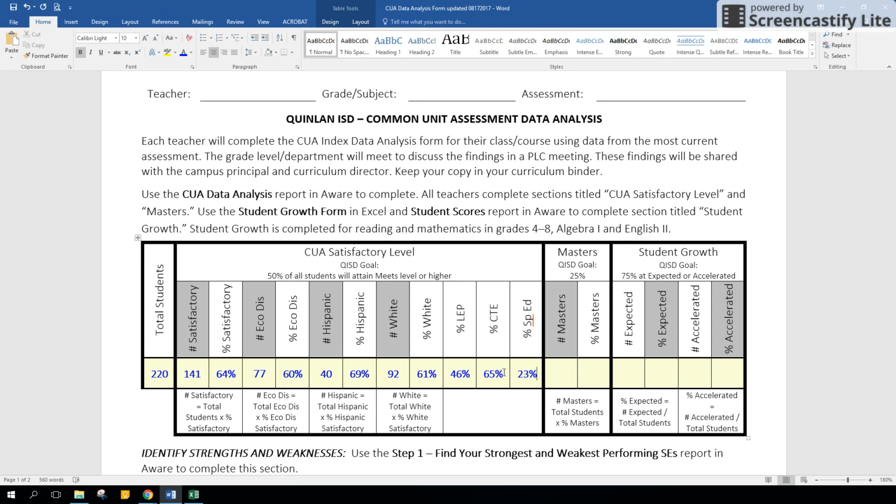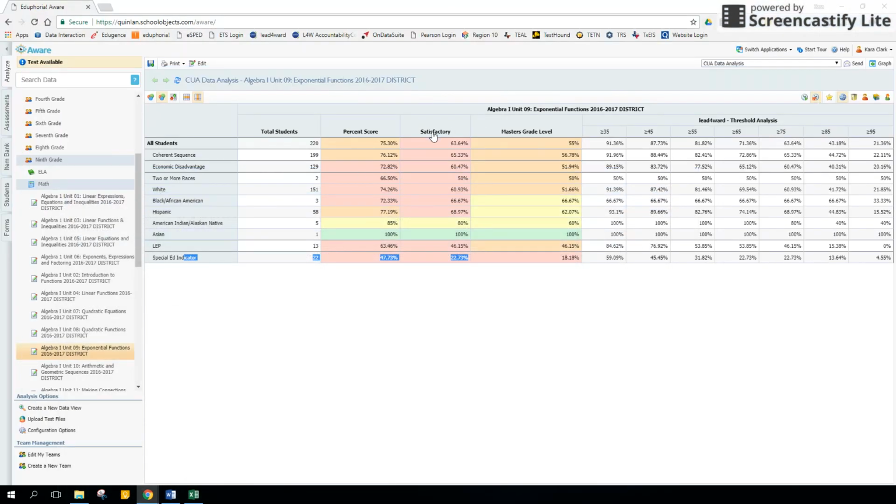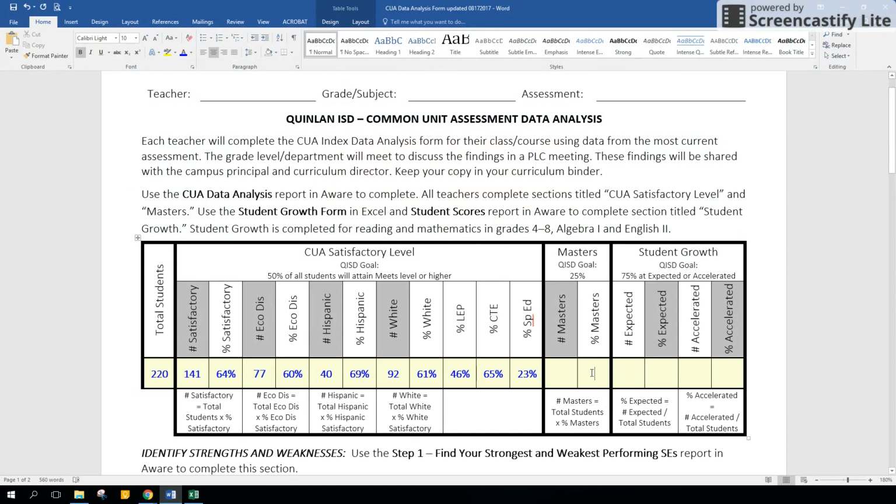Moving on to our master's section, our QISD goal here is 25%. We want 25% of our students to be master. Looking back to our CUA data analysis view in Eduphoria Aware, we are now, instead of looking at satisfactory, looking at master's grade level. And we're asking you to look at all students. So 55% of this class met master's grade level on this test. So I'm going to enter in 55%.